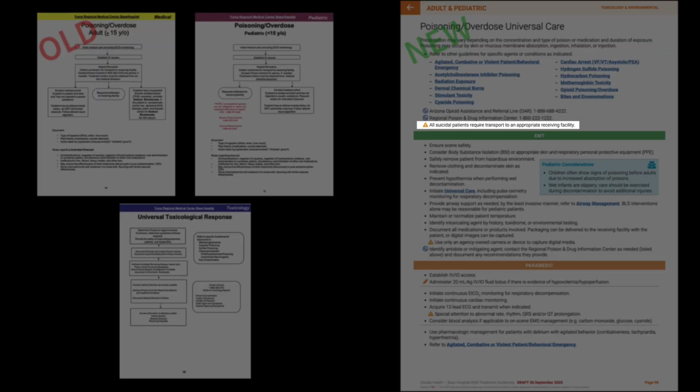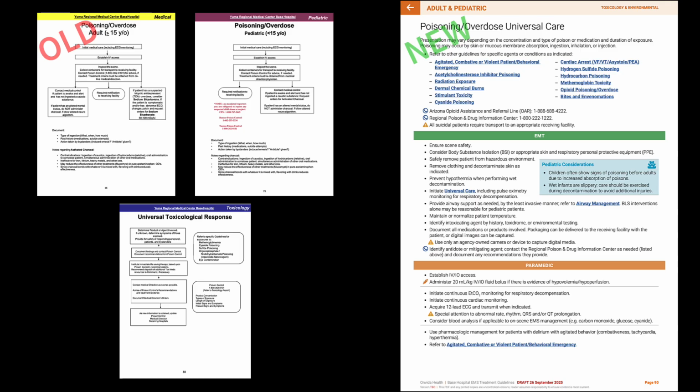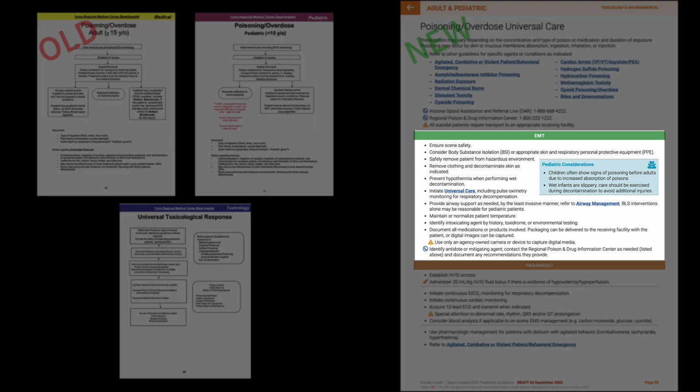There's also a clear caution statement. All suicidal patients must be transported to an appropriate receiving facility. If a suicidal patient refuses care, law enforcement may be needed to initiate a mental health hold. That's a best practice clarification that aligns with current regional standards and avoids legal ambiguity in the field. Moving to the EMT section, we include all of the standard actions, such as ensuring scene safety.